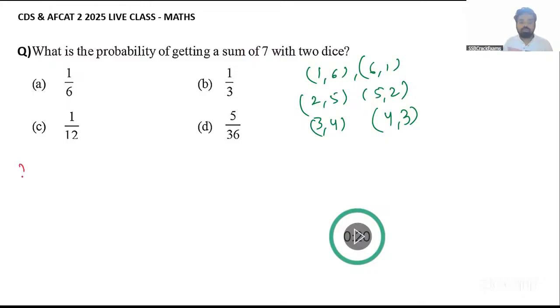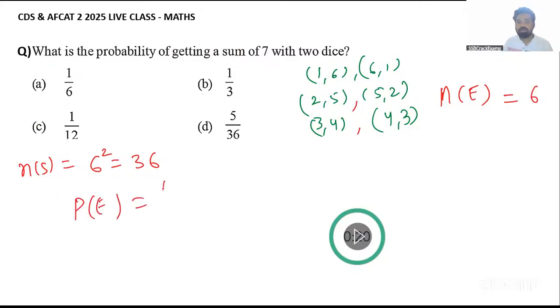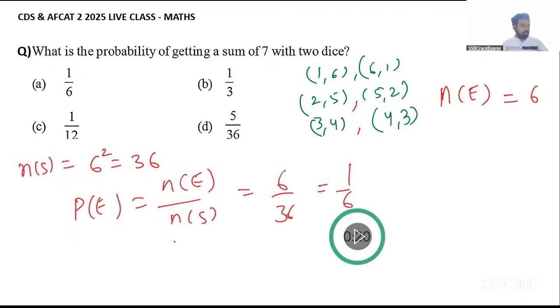Number of elements in sample space when there are 2 dice is 6 raised to power 2, which is 36. And we have favorable outcomes. Number of favorable outcomes is how much? 1, 2, 3, 4, 5, 6 only. Okay. In case of 2 dice, it can be 1, 6, 6, 1, 2, 5, 5, 2, 3, 4, or 4, 3. So required probability is favorable outcomes upon total outcomes. So it is 6 upon 36, which is 1 upon 6. Okay. So option number A is correct.